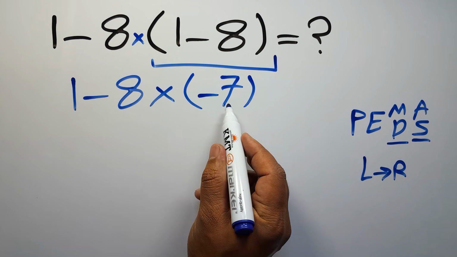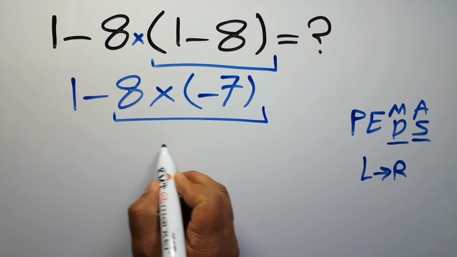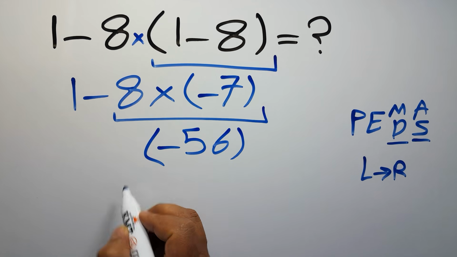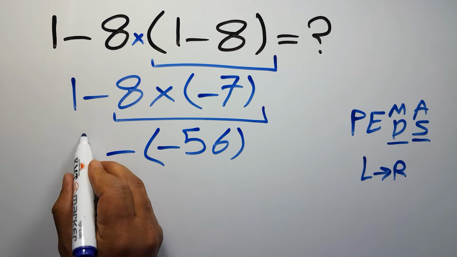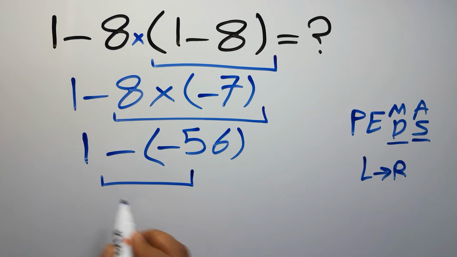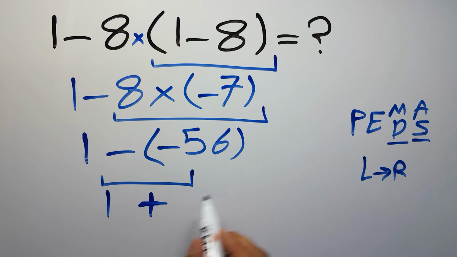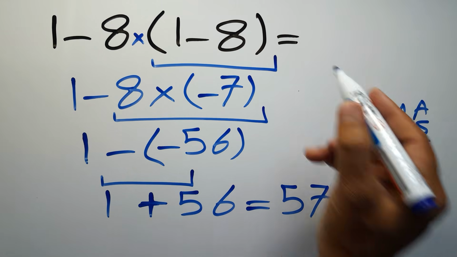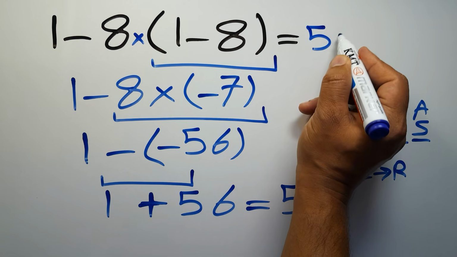8 times negative 7 gives us negative 56. So we have 1 minus negative 56. Negative times negative gives us positive. So we have 1 plus 56. And this is equal to 57. And this is our final answer to this problem. The correct answer is 57.